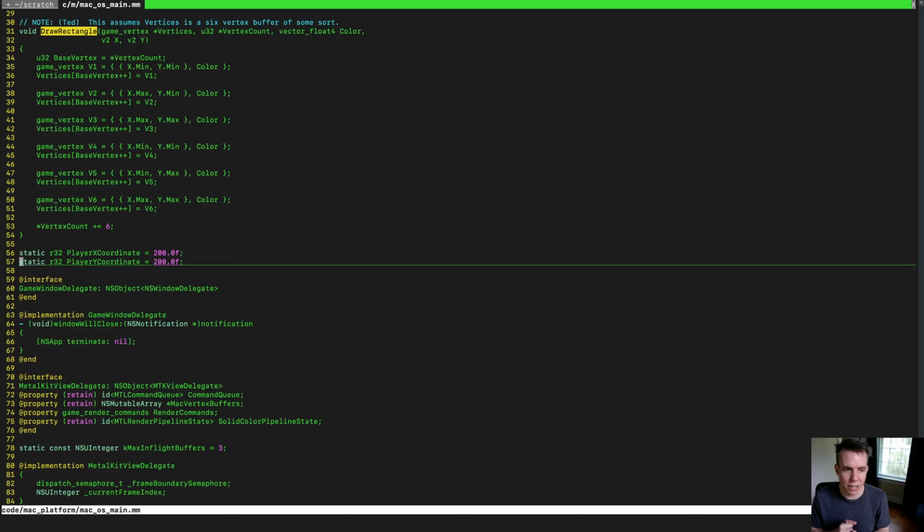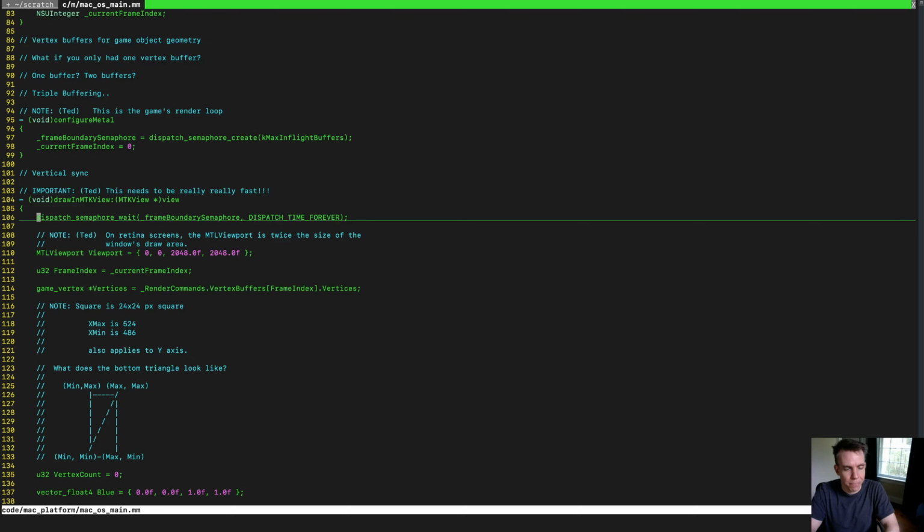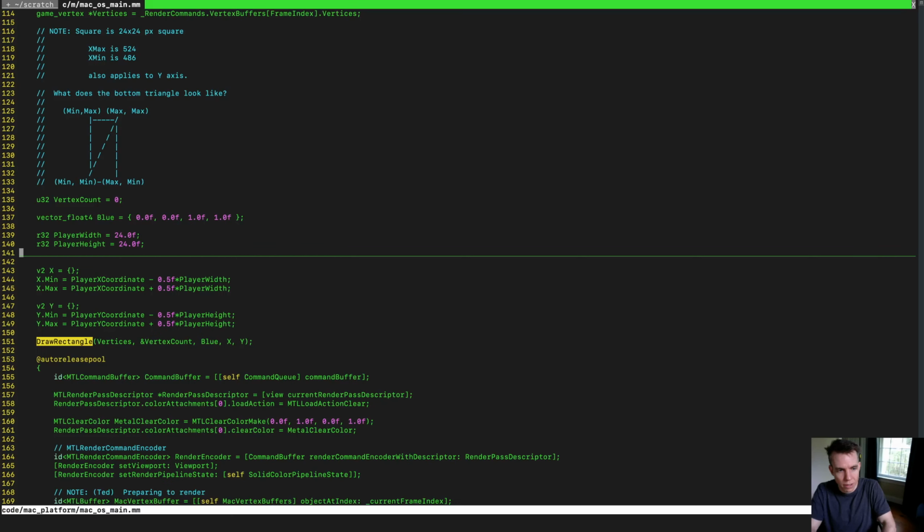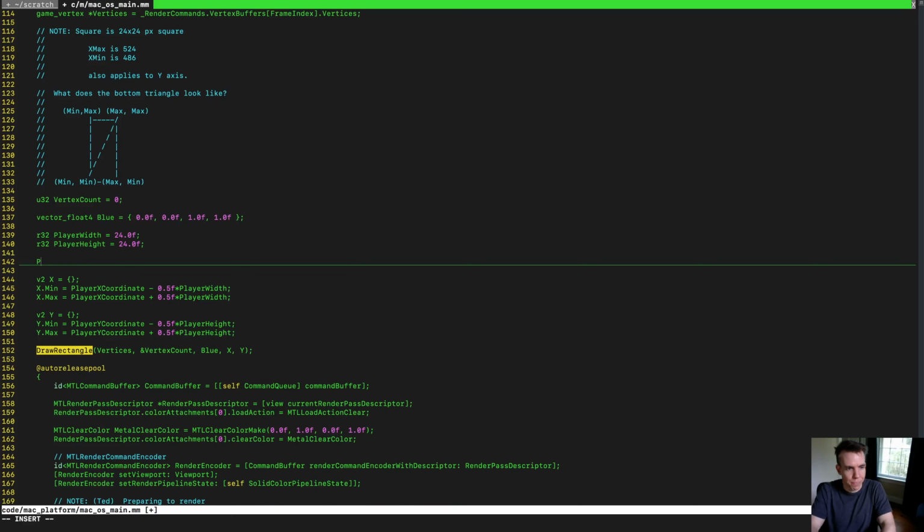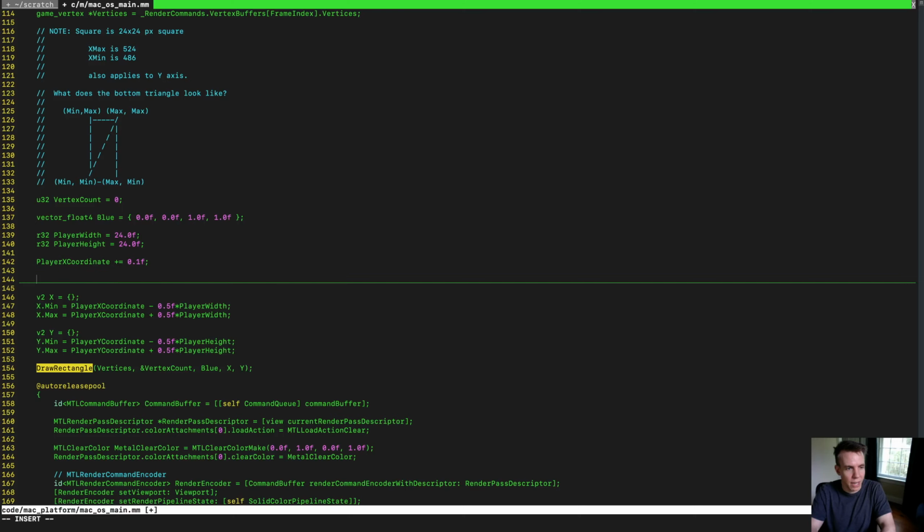But this, I think, is a better way of thinking about it for now. So one thing that we could do, just to show you that we can manipulate the state, is on every frame update, because remember this draw in MTKView gets called 60 times a second, we could say player X coordinate plus equals 0.1f, and we could say similarly for the Y coordinate.